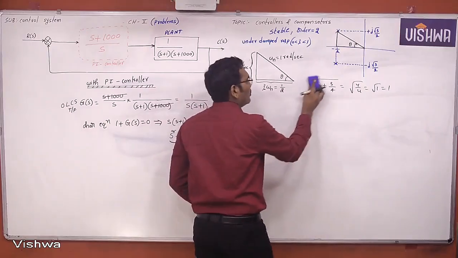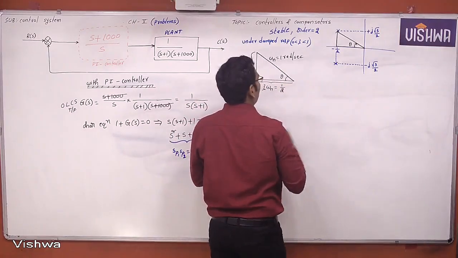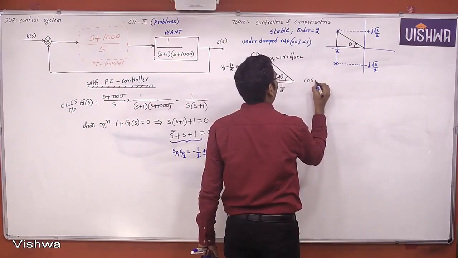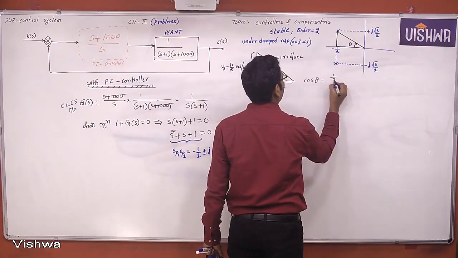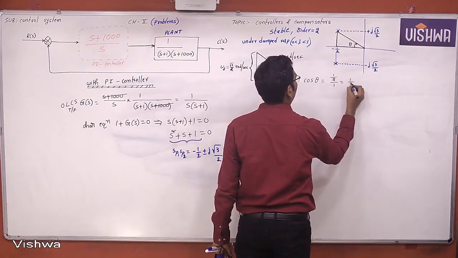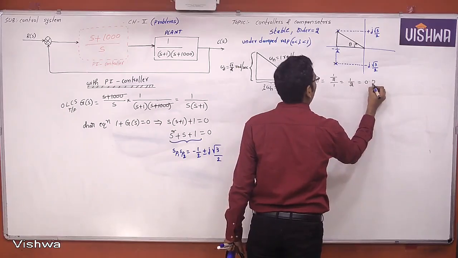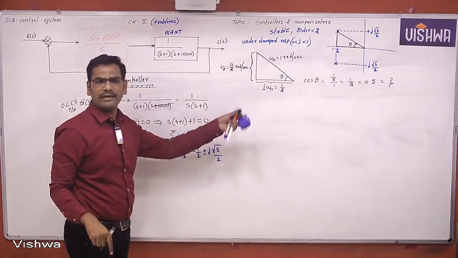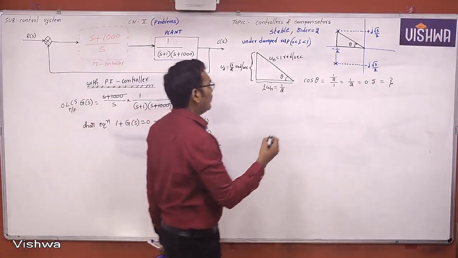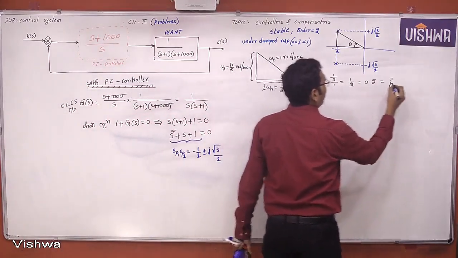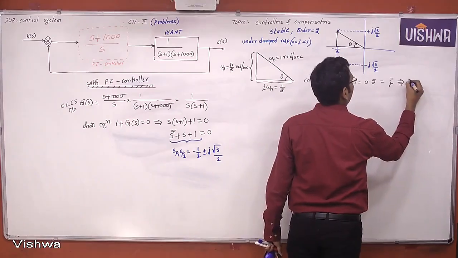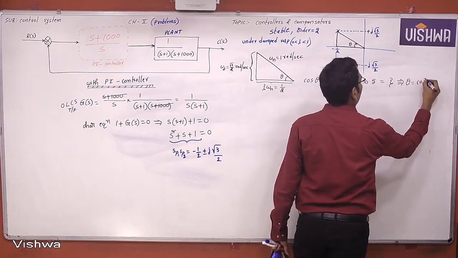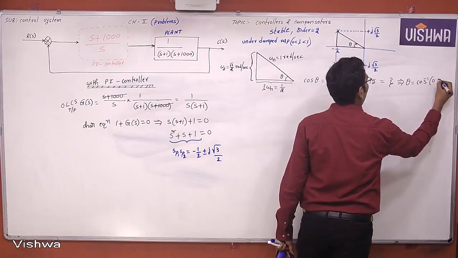Now what is the cos of the angle of inclination theta, adjacent by hypotenuse, which is nothing but 1 by 2. But this is nothing but actually the damping factor zeta, which is less than 1. You can get the same answer. And from here we can write that theta is equal to cos inverse of 0.5.